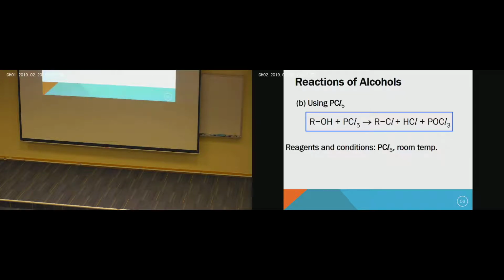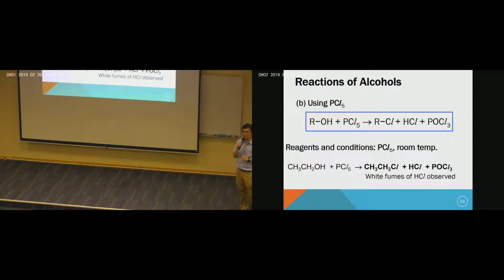But first, let me give you an example. You should be able to write down the products of this reaction when you react with PCl5. So in this case, CH3CH2OH will be converted into CH3CH2Cl, okay? Then the side products will be HCl and POCl3. Now, what can you observe in the lab? You can observe white fumes of HCl. In other words, if you react with PX3, there will not be white fumes because the side product is not HCl gas.